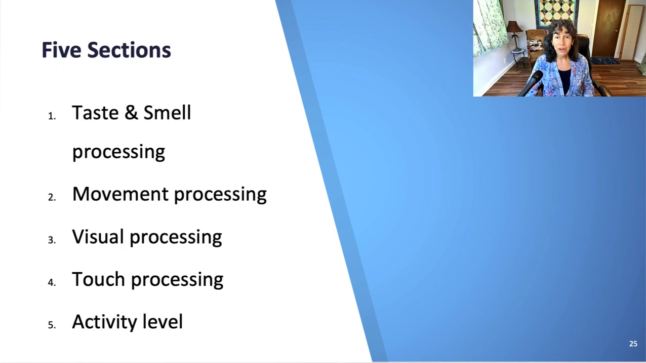As I said earlier, there's 5 sections to this test. Number 1 is taste and smell processing. 2, movement processing. 3, visual processing. 4, touch processing. And 5, activity level. So that's how they wound up kind of dividing them.